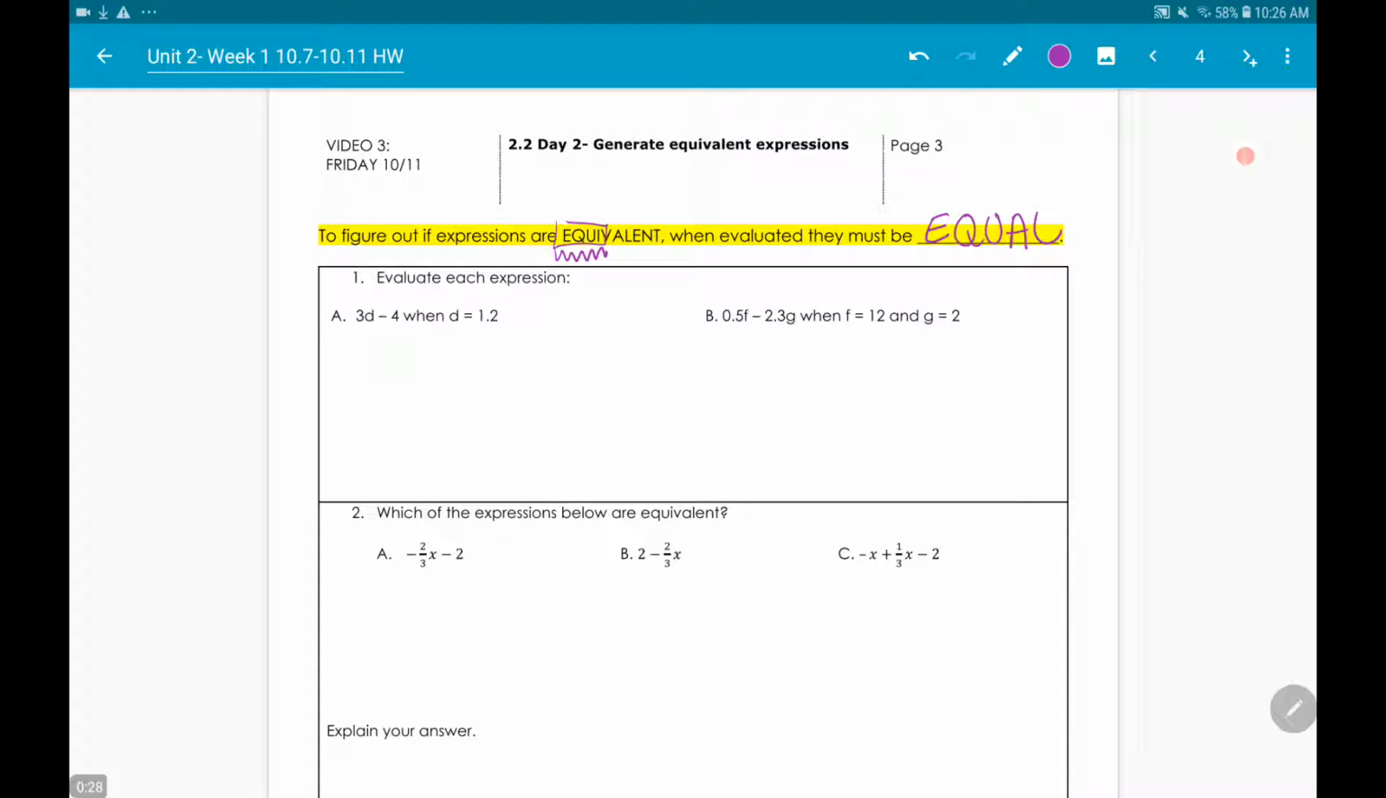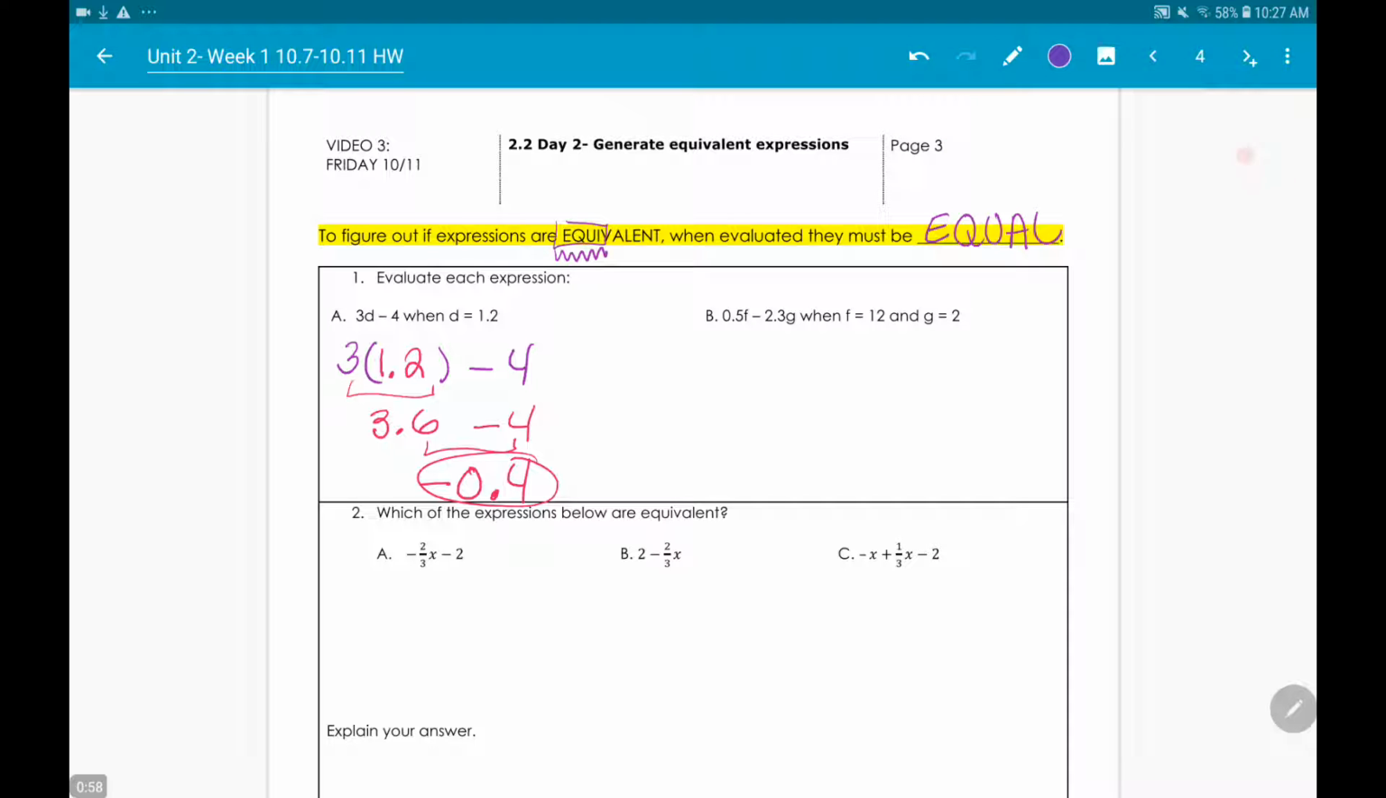All right, so the first one, we're just practicing evaluating with some real numbers. So when D equals 1.2, remember I put parentheses and I plug in for D. I do my multiplication first, so 3 times 1.2 is 3.6. And then I'm going to subtract by 4. And that gives me negative 0.4.